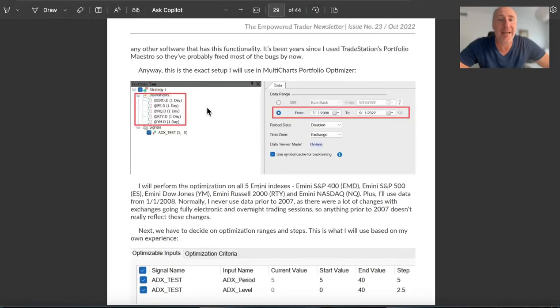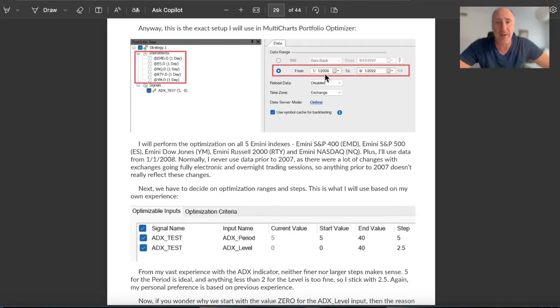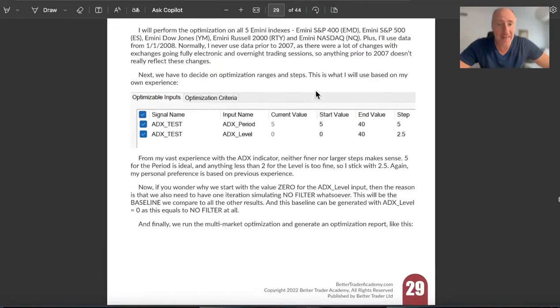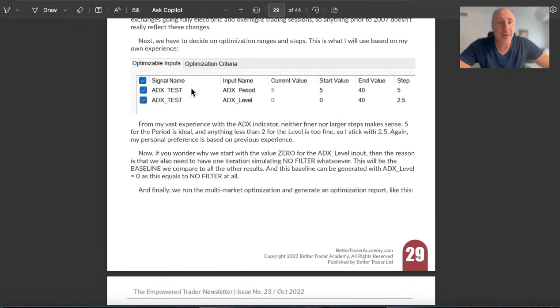If you trade any other markets, ask what is the similarity, what is the sector, how would you cluster it into similar markets, and then you calibrate on all of them. So that's what I do. I calibrate on 10, 15, 20 years of data, depending on how much history is available. Then I calibrate the period 5 to 40, that's the optimization, 5 to 40 step 5, then 0 to 40 step 2.5. Now why 0?